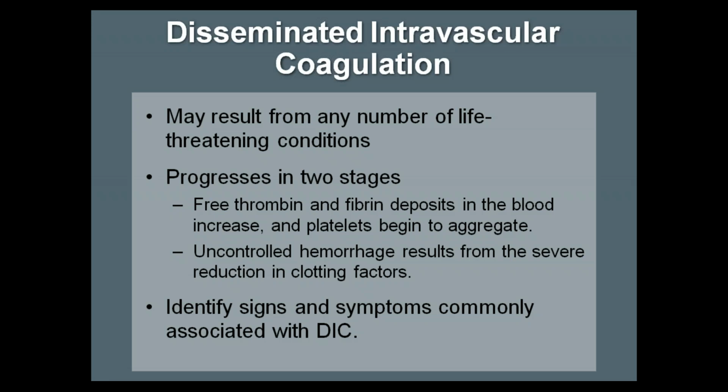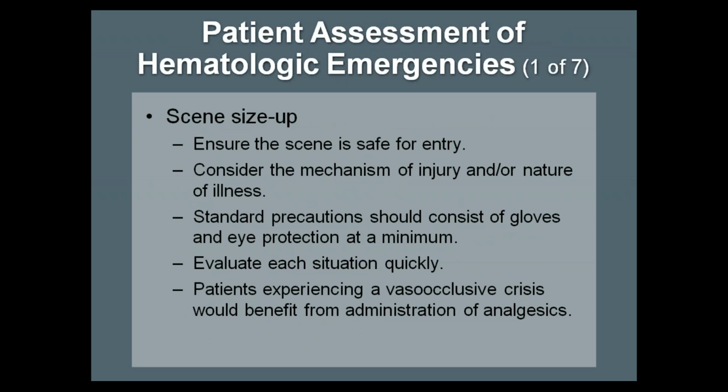All right, disseminated intravascular coagulation. It may result in any number of life-threatening conditions. Free thrombin and fibrin deposits in the blood increase. Platelets begin to aggregate. Uncontrolled hemorrhage may result in severe reduction in clotting factors. So this isn't something that you're going to see, the DIC, that often. There are plenty of people who have this disorder, but not something that we're going to see or treat acutely.